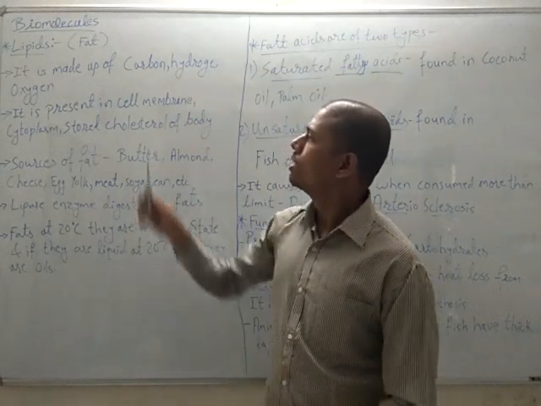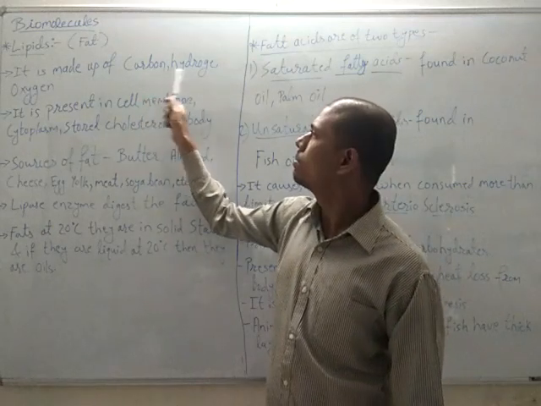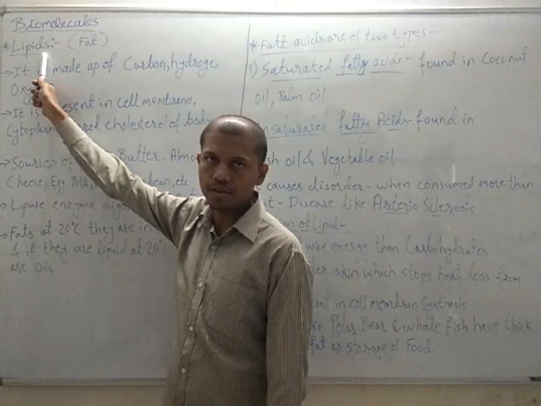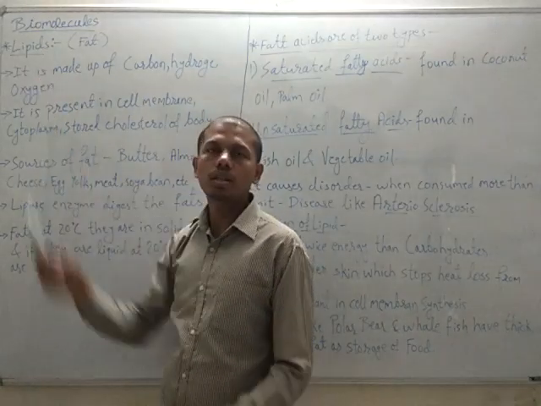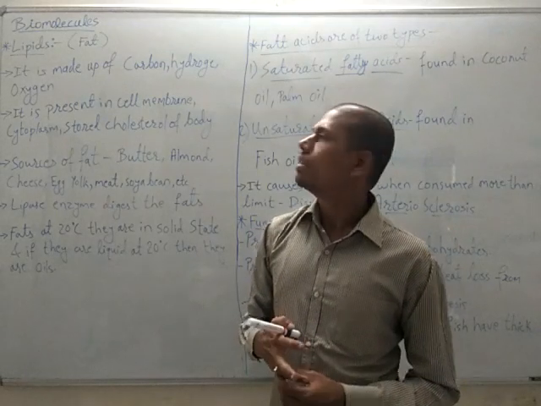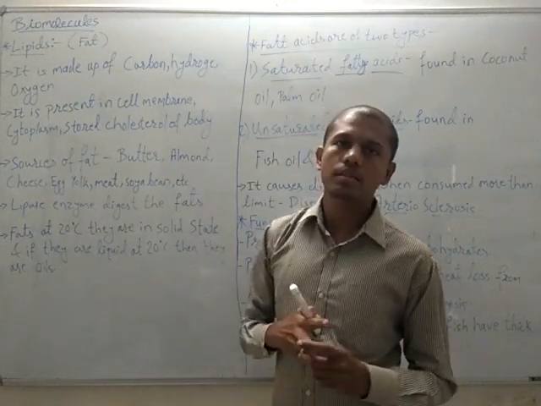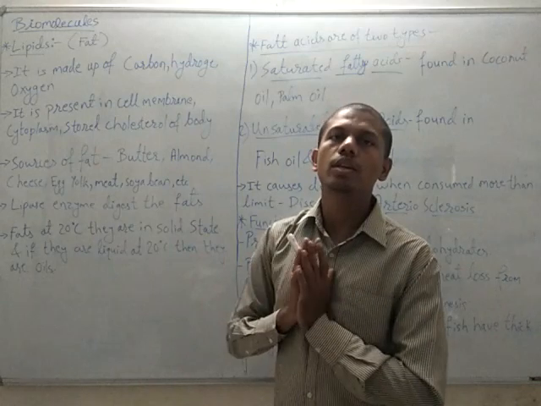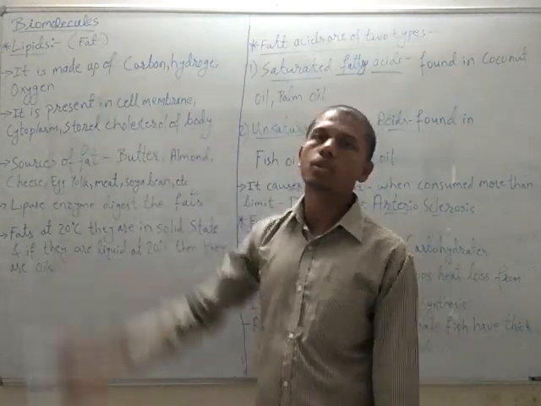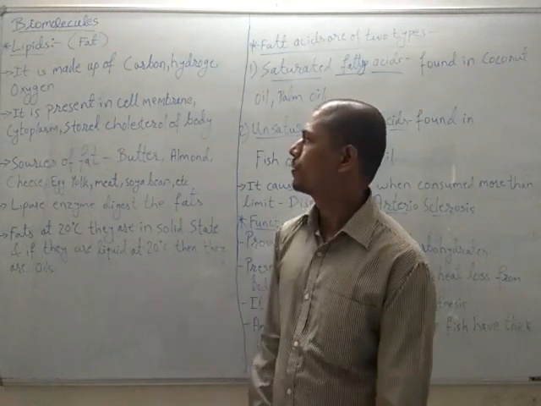Here I have shown you that carbon, hydrogen, oxygen is needed for the synthesis of lipids, and when many lipids come together they form fatty acid chains, and then these fatty acid chains join and unite with each other, and that leads to the formation of fat.